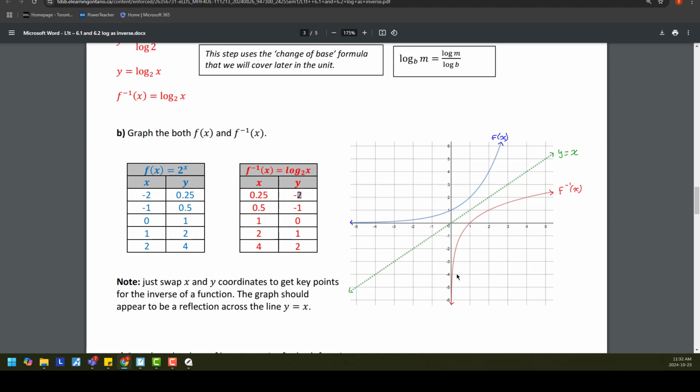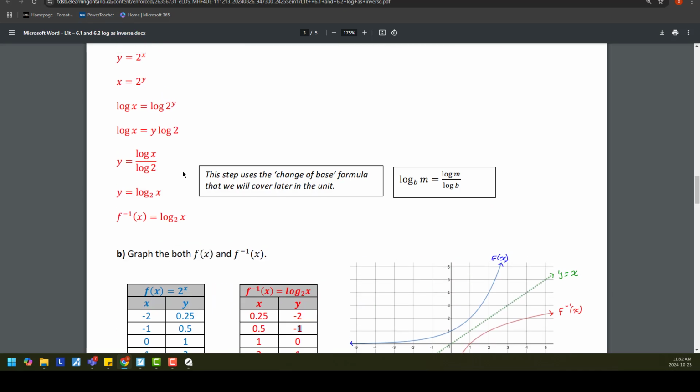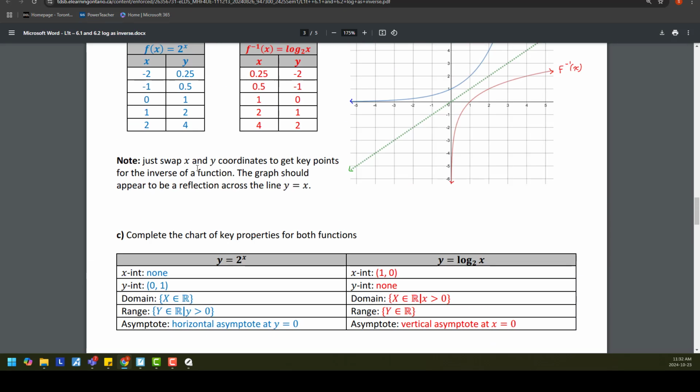And if you graph them, you get a graph that looks like this in red. And this is the inverse function of f of x. And you can see that if I drew this diagonal at y equals x, and if this is a mirror, then these are reflections of one another. So graphically, this is what it looks like to draw the inverse of a function. And algebraically, we can solve it using the equation, and we can use the table of values to help us.